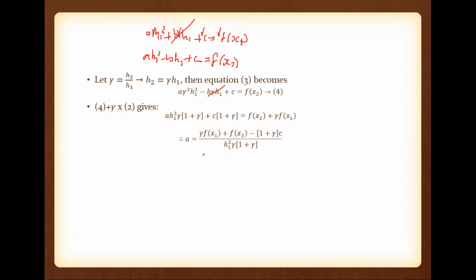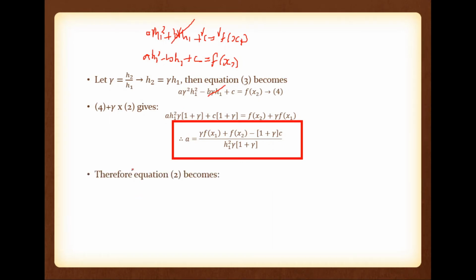So now we have a and c. We know a and c, so we can find b. Substitute this a into equation number 2. So you have to remember this equation. Now substitute a into equation number 2. So therefore equation 2 becomes b h1 is equal to f of x1 minus f of x0 minus a into h1 square.